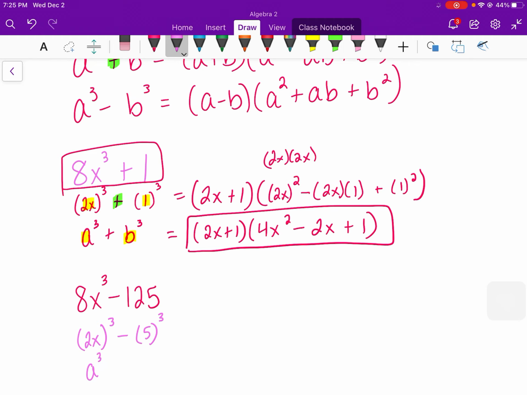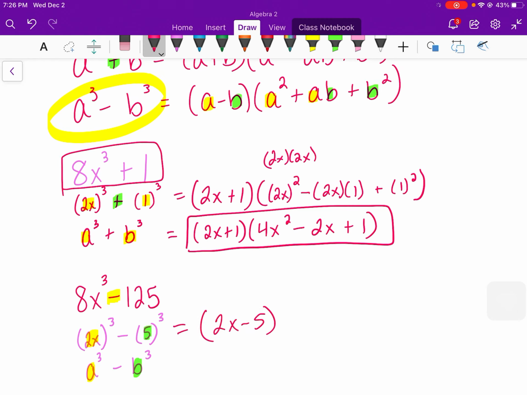So again, we have our a cubed minus b cubed, where a is 2x and 5 is the b. This time we plug into the minus equation because it's a cubed minus b cubed and has a minus in the middle. Each time I plug in a, I'm going to plug in 2x, and for the b, I'm going to plug in the 5. So it's going to look like this.